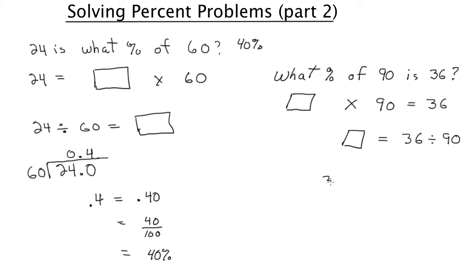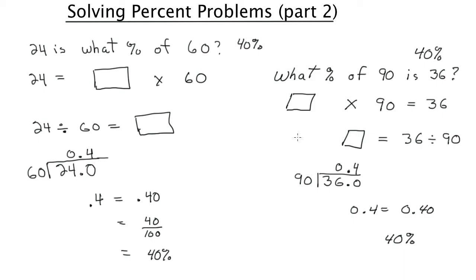What is 36 divided by 90? Set that up, long division problem. 90 does not go into 36, it goes 0 times. Add a decimal here and here. I can add a 0 now. 90 goes into 360 4 times. 4 times 9 is 36. 4 times 90 is 360. I get the same kind of answer I had over there, 0.4, which is the same as 0.40, which is 40%. So what percent of 90 is 36? The answer here, again, is 40%.